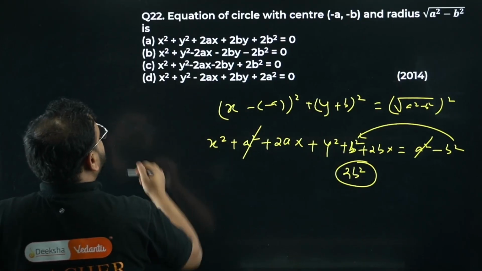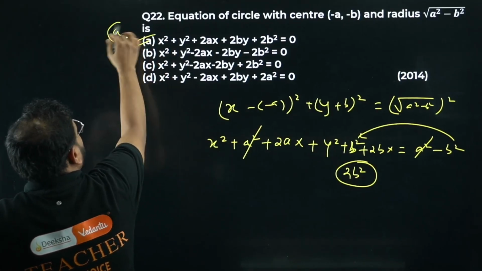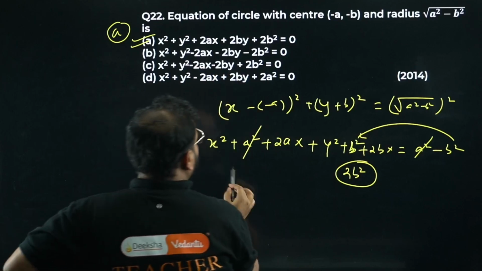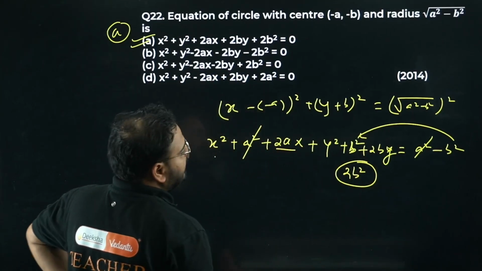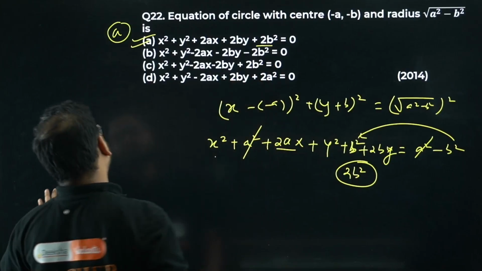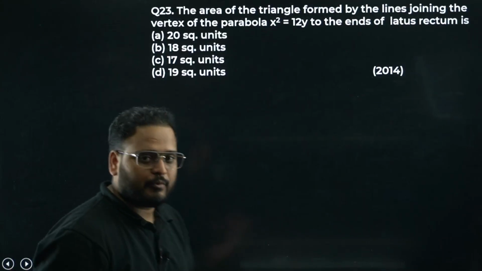Option A. All is positive: x square, y square, 2ax, 2by, and we have 2b square. This is 2by actually. Option A is correct. 22 is done now. Question number 23.